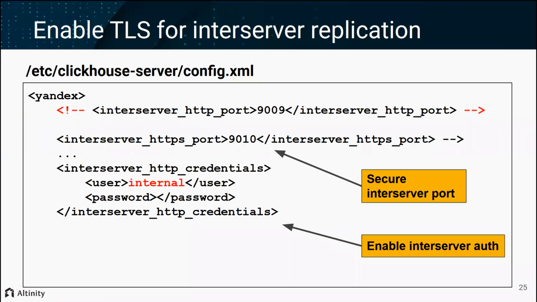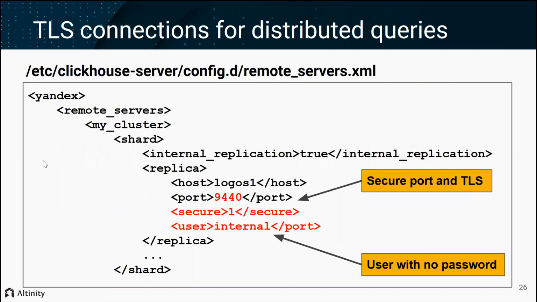So this right here is the inner server replication, turning off 9009 and turning on 9010. And then the other thing we want to do is set the TLS connections for distributed queries. So again, you see this example right here. This defines remote_servers.xml, which is the file that usually defines this. And so we see the host for a replica, we see the port to use to call, we see that, hey, we want to use secure communications, and here's the user we want to use. So this is the current way to do it if you're using a stable release of ClickHouse 20.10 or below.